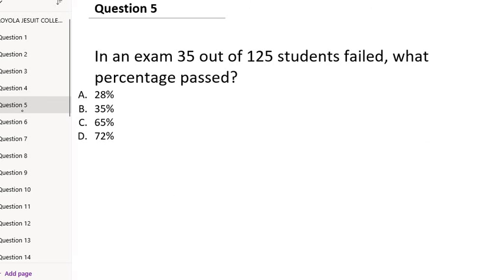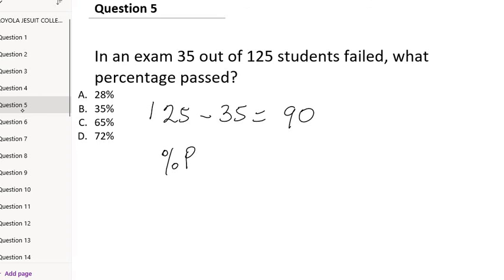Question 5. In an exam, 35 out of 125 students failed. What percentage passed? So we need to find out the number of students that passed in the first place. 125 minus those that failed, 35 will give me 90. So 90 passed. So let's find the percentage that passed.